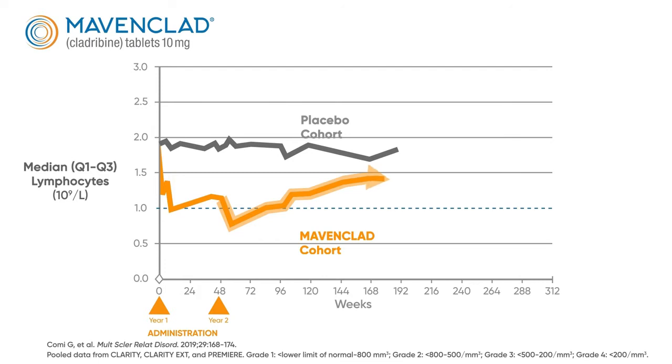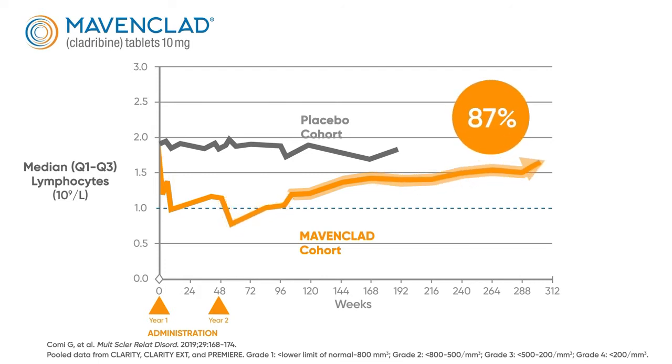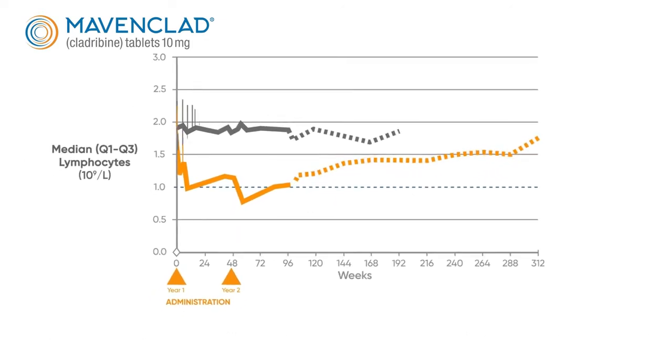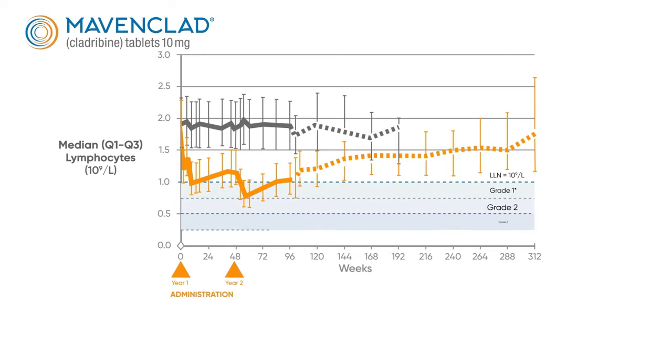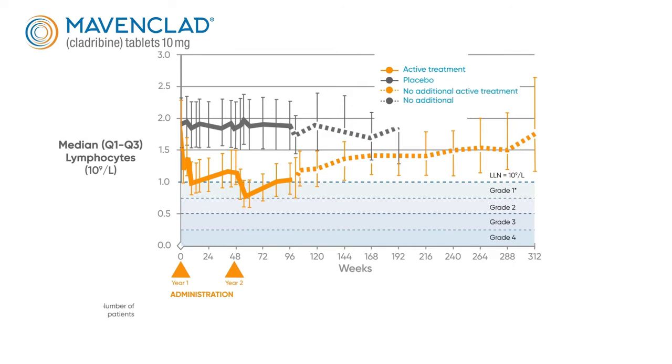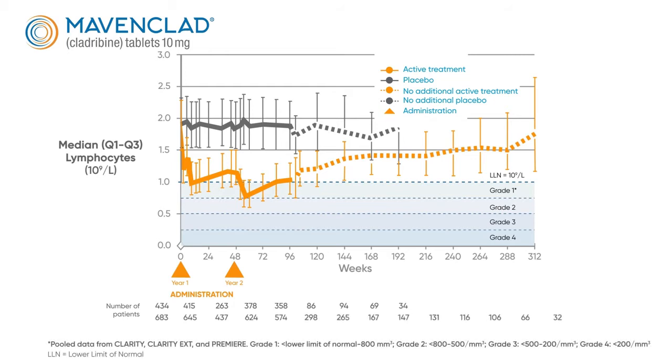In clinical studies, 87% of MAVENCLAD-treated patients experienced lymphopenia. The lowest absolute lymphocyte counts occurred approximately 2 to 3 months after the start of each treatment course and were lower with the second treatment course. Monitor lymphocyte counts before and during treatment, periodically thereafter, and when clinically indicated.